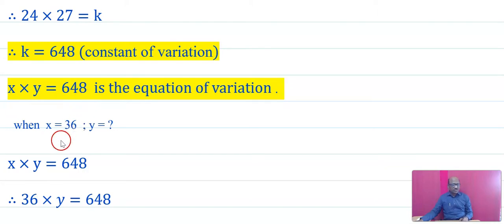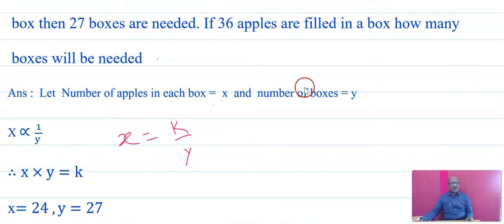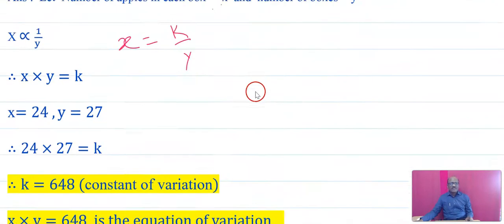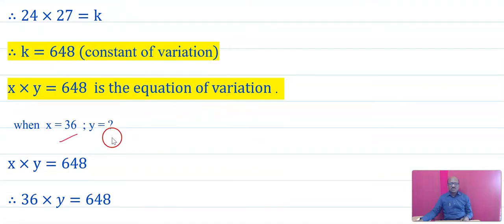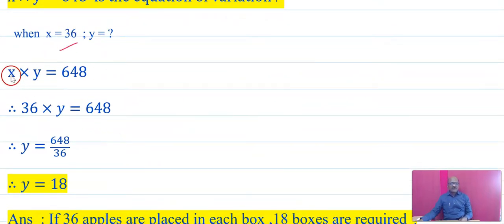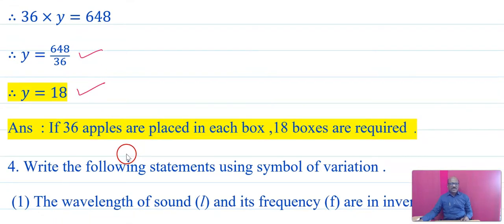But when x is equal to 36, then what is the value of y, that is the number of boxes? Now in this case, we have increased the number of apples in a box. Therefore, substitute the value of x is equal to 36 into x into y is equal to 648. Therefore, y is equal to 648 upon 36, and its division comes to y is equal to 18. If 36 apples are placed in each box, then 18 boxes are required.